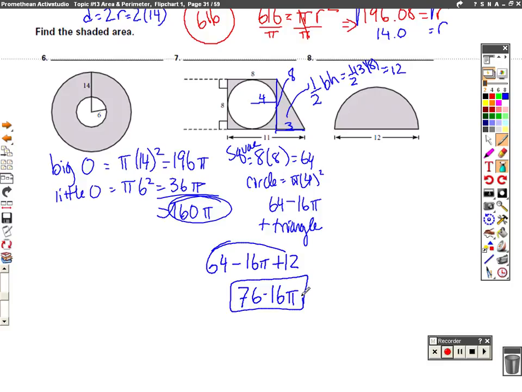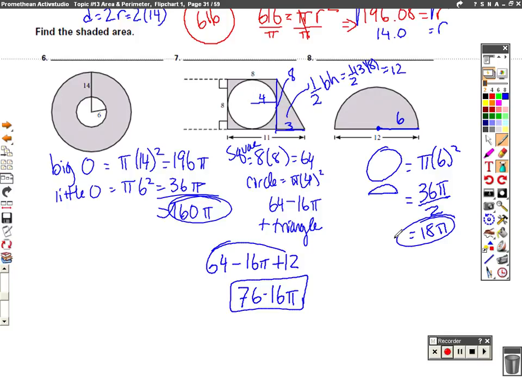All right, last but not least, I've got a semicircle. I've got half a circle here. The radius of my circle is 6. So my area of my whole circle would be pi times 6 squared, or 36 pi. But we only have half of a circle, so I'm going to take this and I'm going to divide it by 2. And that gives me 18 pi. So there's my answer for number 8.